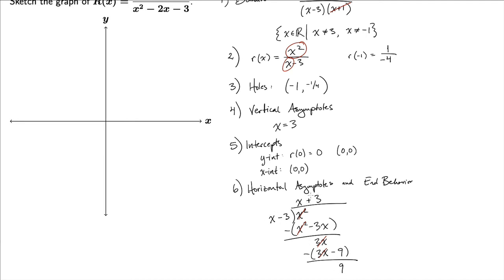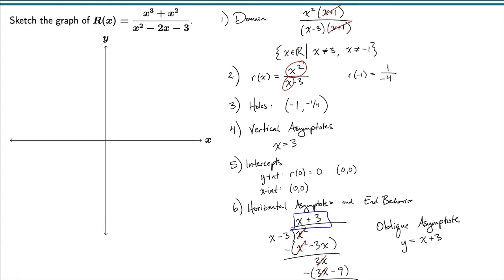And so this x plus 3 is a slant or oblique asymptote: y equals x plus 3. And now we are ready to sketch. So we're going to put everything together, draw everything that we have, and then draw our graph connecting those things.